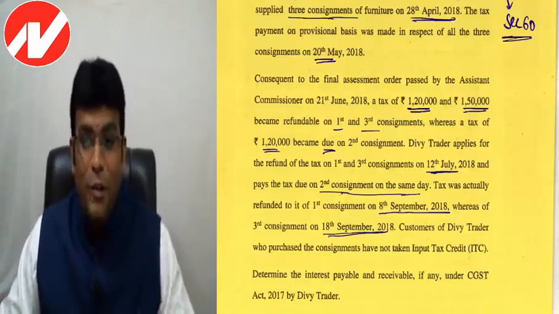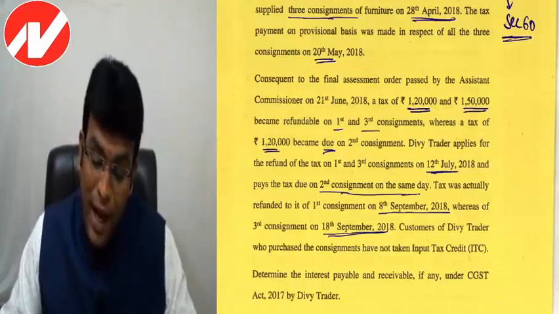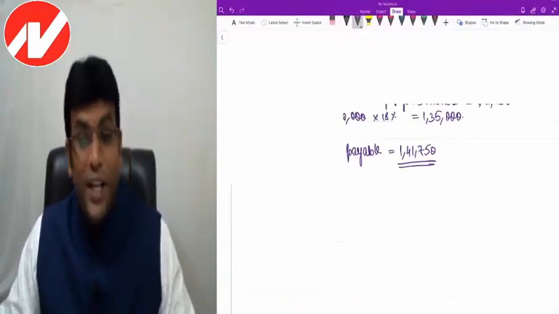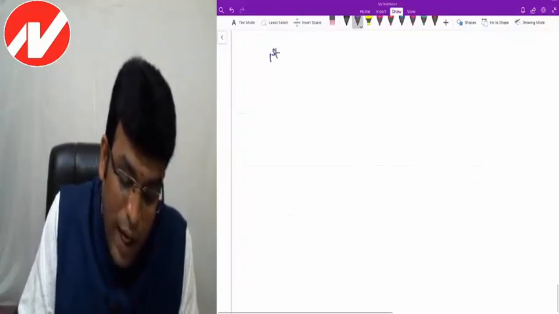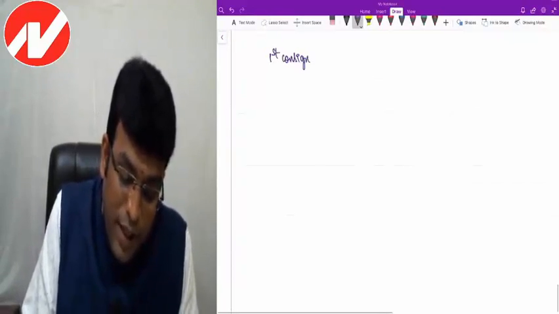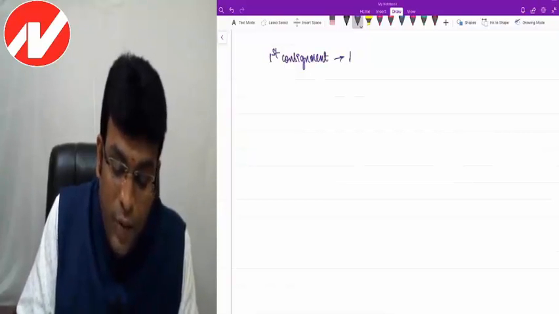Now, customers of Dilip traders who purchase the consignments have not taken input tax credits. Fine. So what? Still you have to pay interest. Determine interest payable and receivable. Very interesting point. Come on, friends. First, let me look at first consignment, my dear friends. First consignment, what is the story?